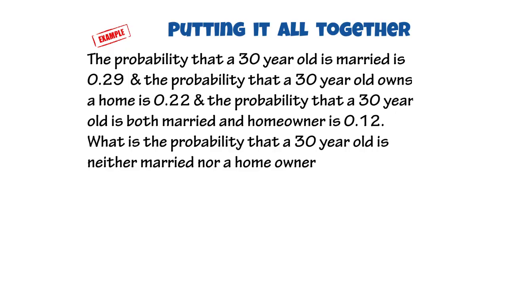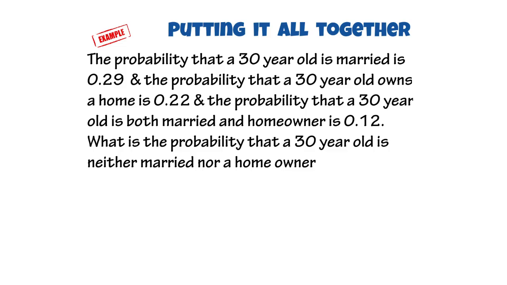All right, let's take a look at this one. It says the probability that a 30-year-old is married is 0.29, and the probability that a 30-year-old owns a home is 0.22, and the probability that a 30-year-old is married and a homeowner is 0.12.